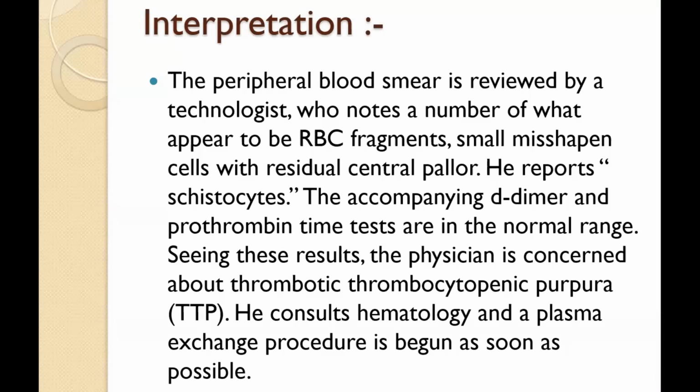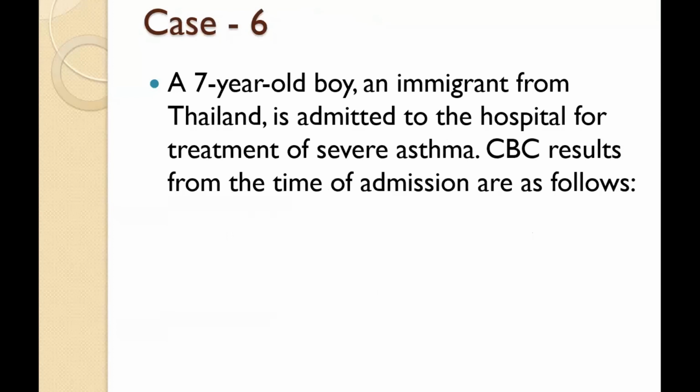And where do you find these schistocytes? Schistocytes are observed in DIC and thrombotic thrombocytopenic purpura. DIC is a very alarming condition, but they ruled out DIC because in this case, D dimer was normal and PT and PTTK were also normal. So probably it was a case of thrombotic thrombocytopenic purpura and they started plasma exchange immediately and the patient responded.